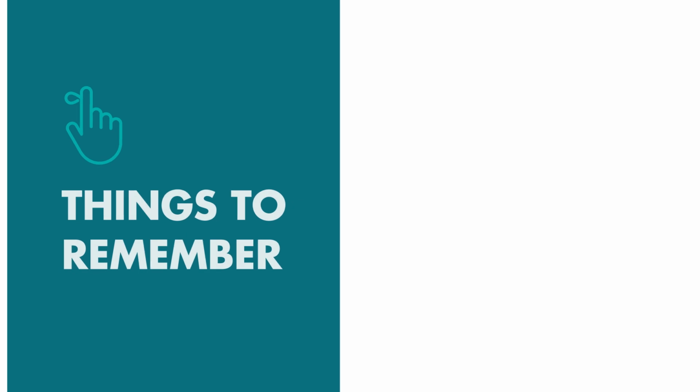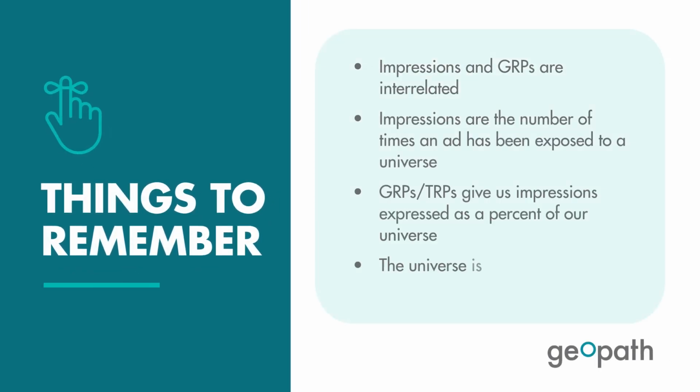Things to remember. Gross rating points and impressions are interrelated. On one side we have impressions, which are the number of times an ad has been exposed to a universe, and on the other side we have GRPs and TRPs, which convert those impressions to a percentage of our universe. Remember that the universe is the population of the group being measured and needs to be identified prior to evaluating any other metrics.